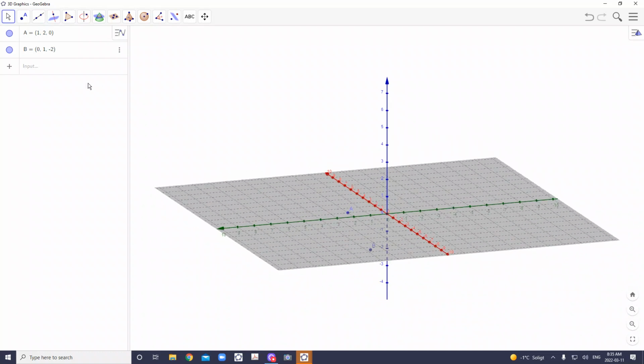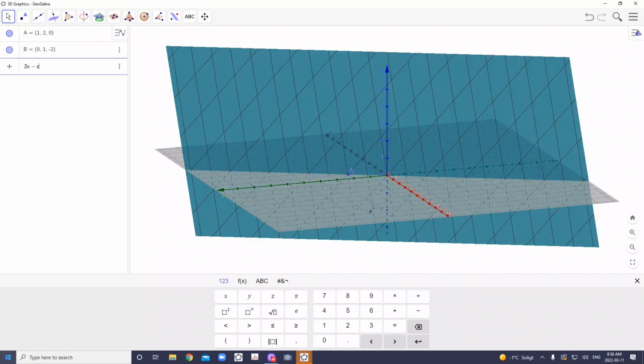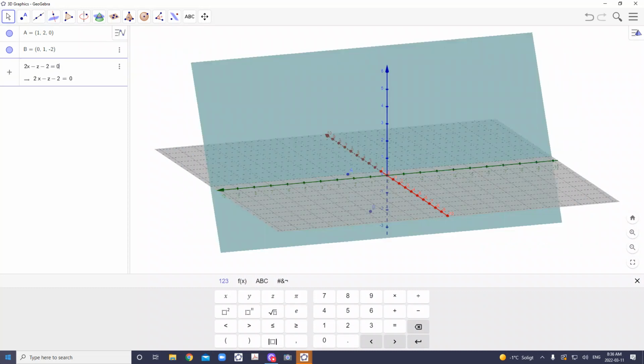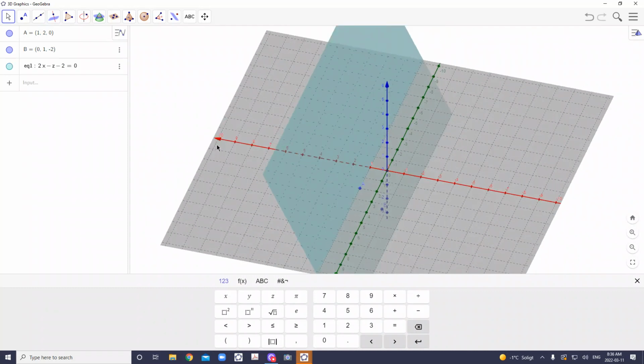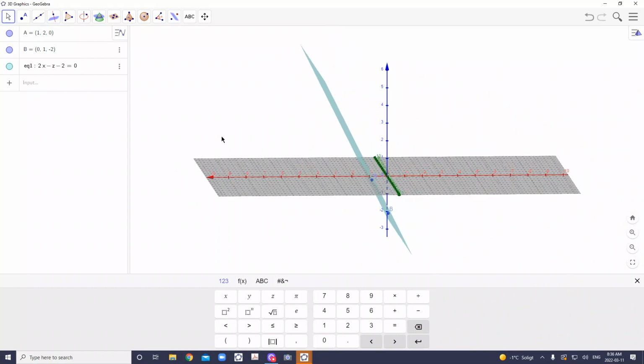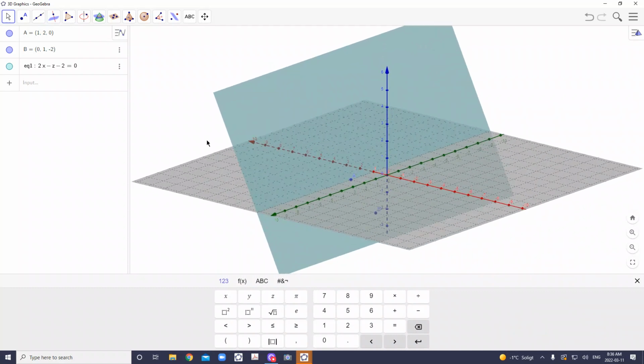Okay, and then let me see if GeoGebra can do that. So the equation that I got for my plane was 2x, let me punch it here, minus z minus 2 equals 0. That was the plane we got. Yes. Okay, and then if you see, this plane really passes through these 2 points, yes, and it is parallel to the green axis, which is the y-axis.